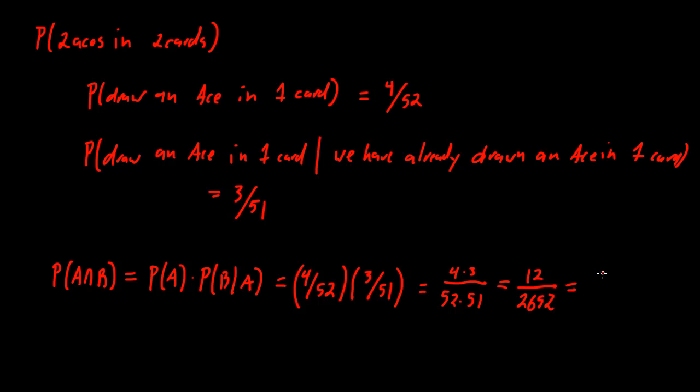Or if we simplify that, we get 1 out of 221. So that means if we're dealt 2 cards, we would expect to get 2 aces on average every 221 times we're dealt 2 cards from a 52 card deck.